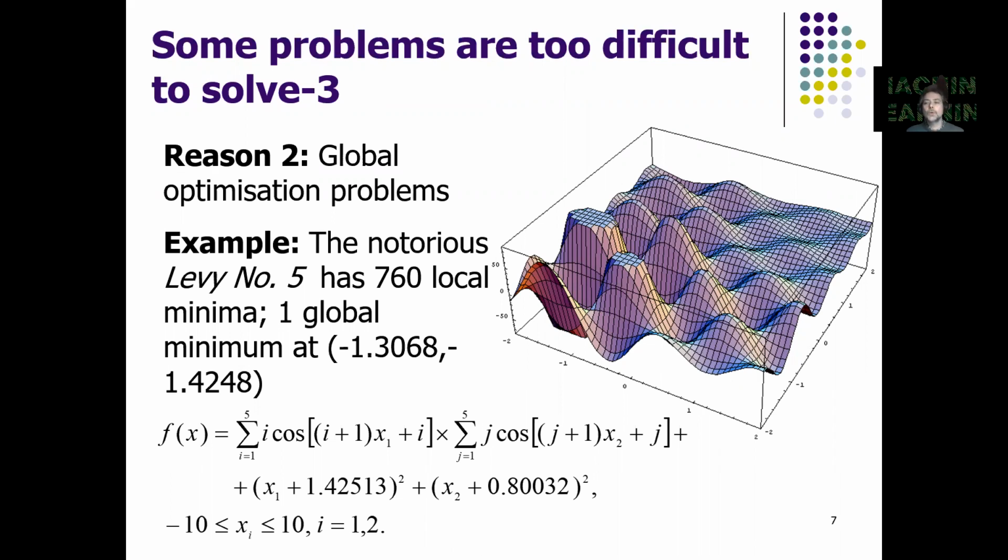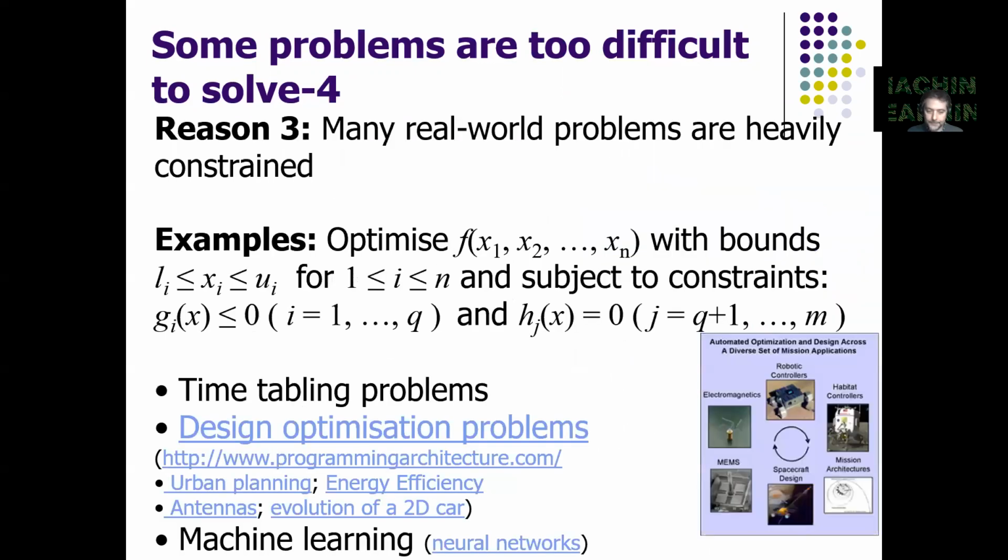Another kind of problem is the so-called global optimization problem. And I have an example here from a function which is typically used to illustrate global optimization problems, and also used as a classic benchmark in global optimization algorithms. This is the so-called Levy number 5 function. It has 760 local minima and only one global. It's an artificial problem, so we know exactly where the coordinates of the global are, and you can see on the slide the analytic form of the fitness function. This diagram shows you the function in the interval -10 to +10.